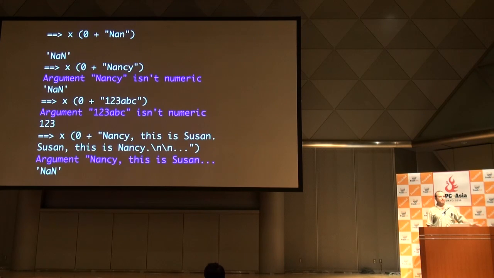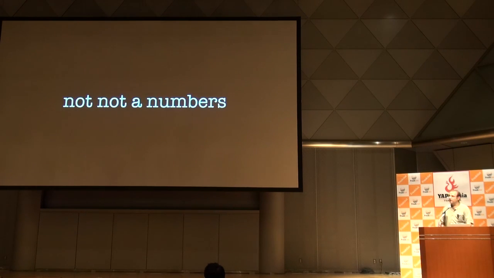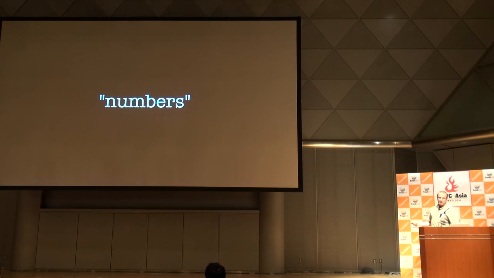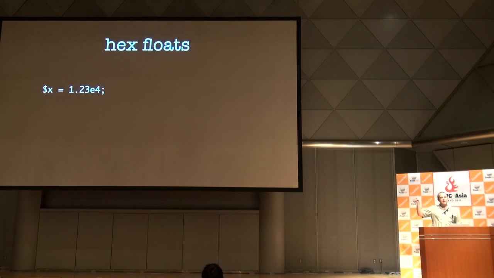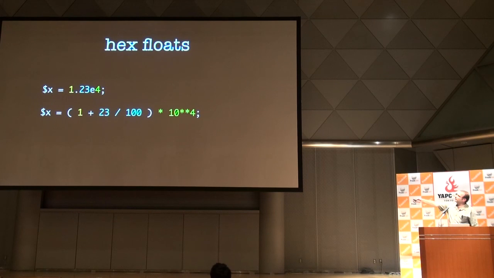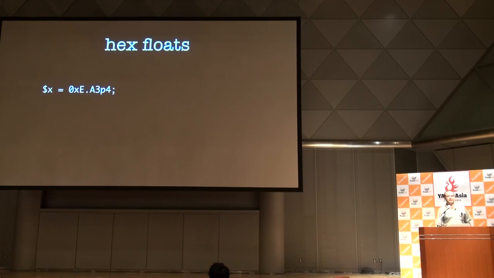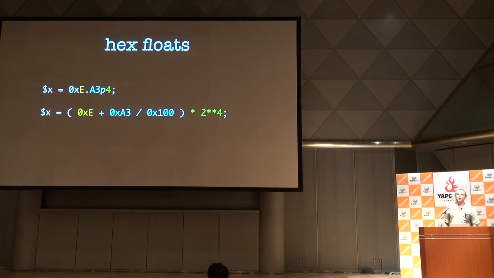So that's not a number. Let's talk about not numbers. Some people call these numbers. And the numbers I want to talk about are floats. Not these kind of floats. This number is pretty clear. It's 1.23 times 10 to the fourth. I want to talk about these floats. That's a hex float. Well, what does that mean? Well, let's say we had that old one. What does this mean? It's 1 plus 23 over 100 times 10 to the fourth. Probably we've all seen this before. Hex float is exactly the same thing. It's E plus A3 over 0x100 times 2 to the fourth.